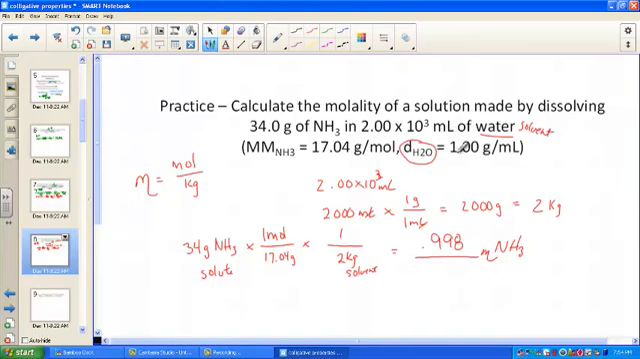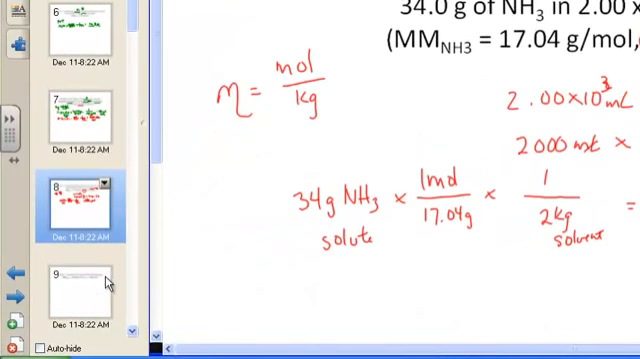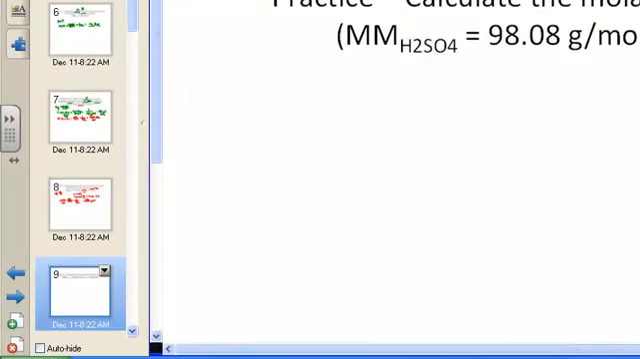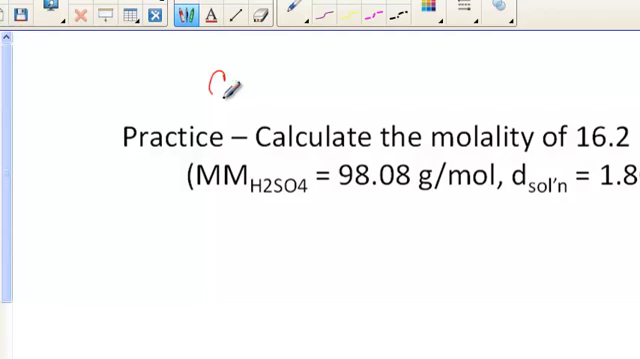Given the density, we can convert volume to mass readings. Well, here's an example, very similar, but now we're given a density that's not quite 1. What is the molality of a 16.2 molar aqueous sulfuric acid solution? Interesting. This problem is direct practice of converting between units, converting a molar unit to a molality unit. Quite a few steps actually. Let's take this slow.